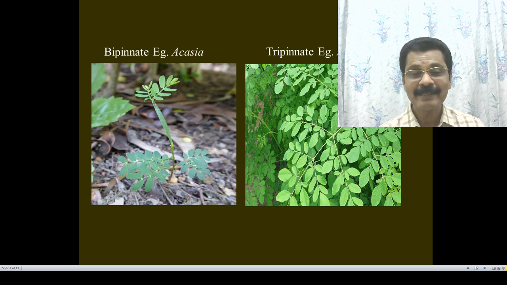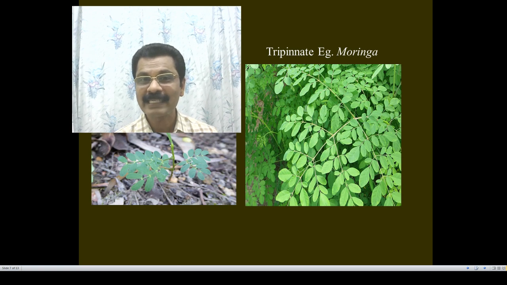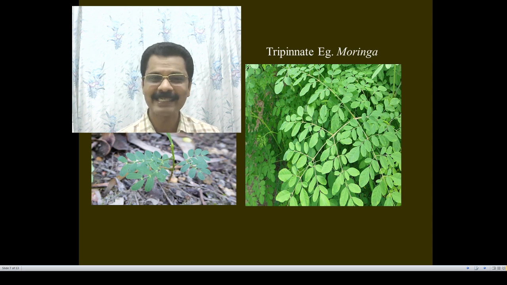bipinnate, as in the case of acacia. There the leaflets are arranged on the margins of the branched rachis. So bi means two. The rachis is branched into two, and the leaflets are arranged on the margins of the branches of the rachis. Then it is called bipinnate. Bi means two. Example, acacia. Then tripinnately compound leaf. See, tripinnate. Example, moringa.